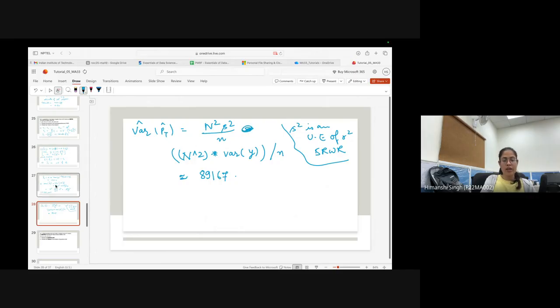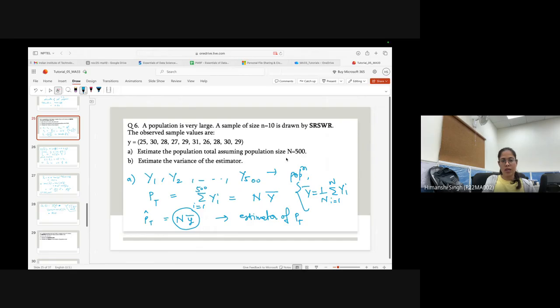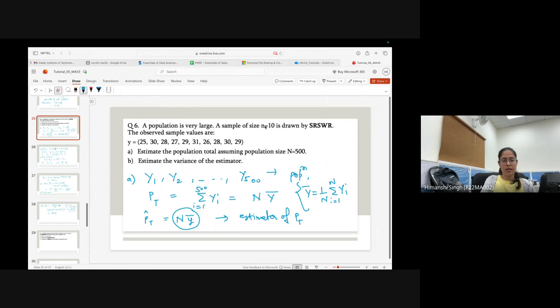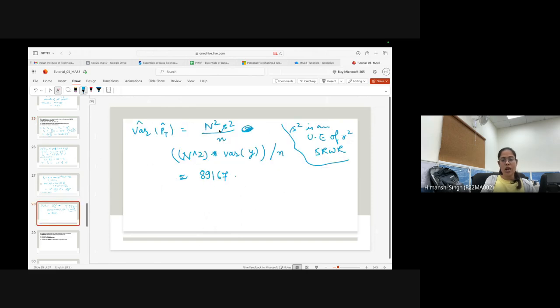I've just explained the steps by which this is coming. So this is N square small s square by n. This came out to be the estimate of the variance of the PT hat. Now this capital N square we know. Capital N is 500, so I can just square it. Small n is 10, so I know that. But what is small s square?